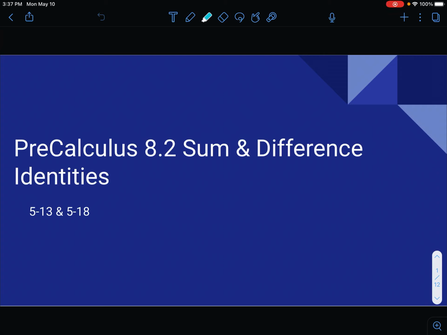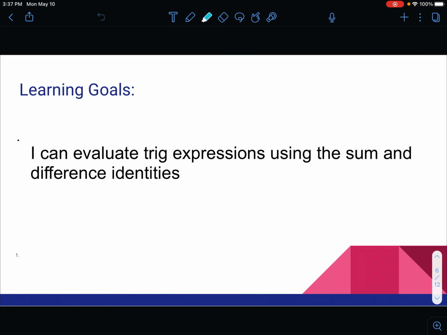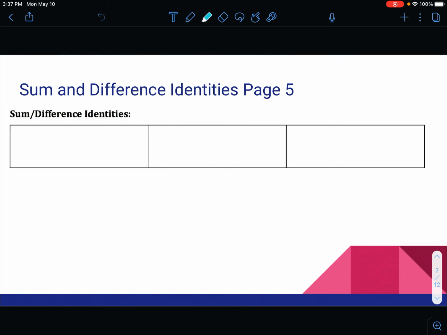Hi students, this is lesson 8.2, using the sum and difference identities. We will be evaluating trig expressions using the sum and difference identity. So let's go ahead and get started.